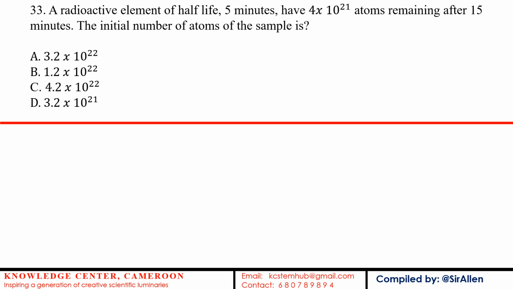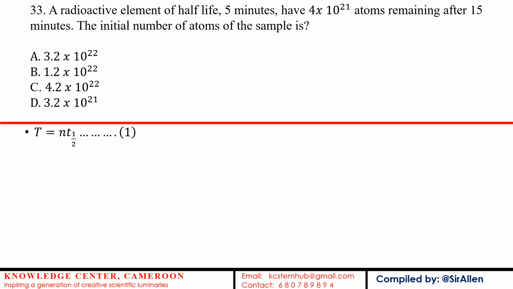A radioactive element of half-life 5 minutes has half that number of atoms remaining after 15 minutes. The initial number of atoms of the sample is... Okay, so there are three major equations of radioactivity. Well, the third one is just a bonus, but there are two major equations in radioactivity that you use to solve 95% of every radioactivity problem at the A levels.